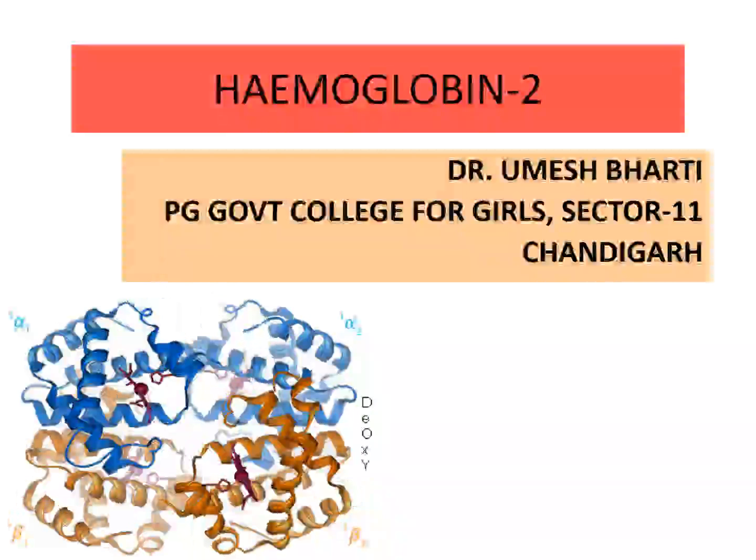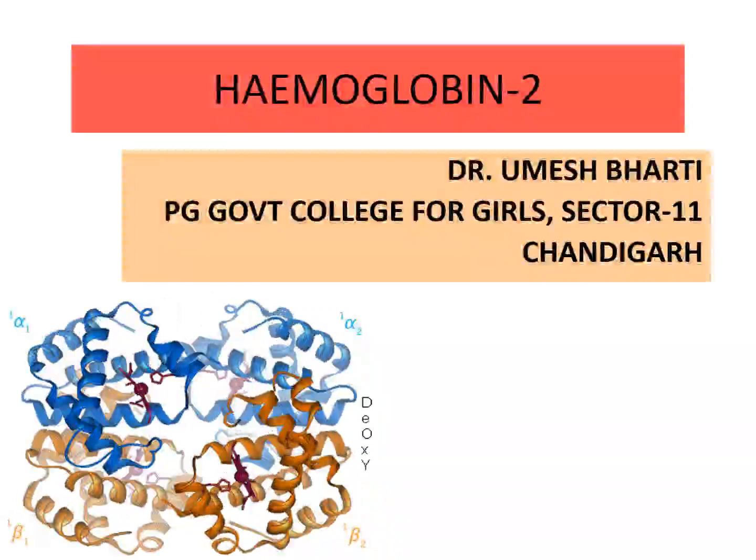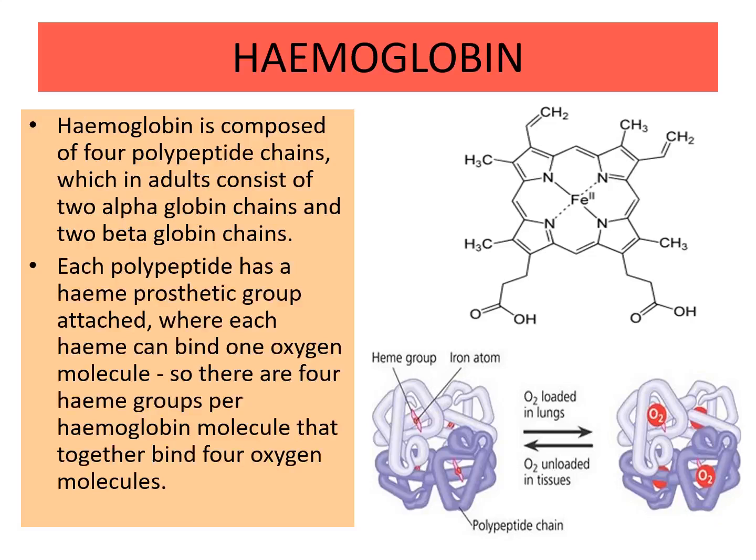Hello, good morning students. Now we'll continue with our previous lecture on hemoglobin 1, that is hemoglobin 2. Further, hemoglobin, as you all know, we have already studied that it is composed of 4 polypeptide chains, which in adults consist of 2 alpha globin chains and 2 beta globin chains. Each polypeptide has a heme prosthetic group attached, where each heme can bind one oxygen molecule. So there are 4 heme groups per hemoglobin molecule and they can bind 4 O2 molecules.